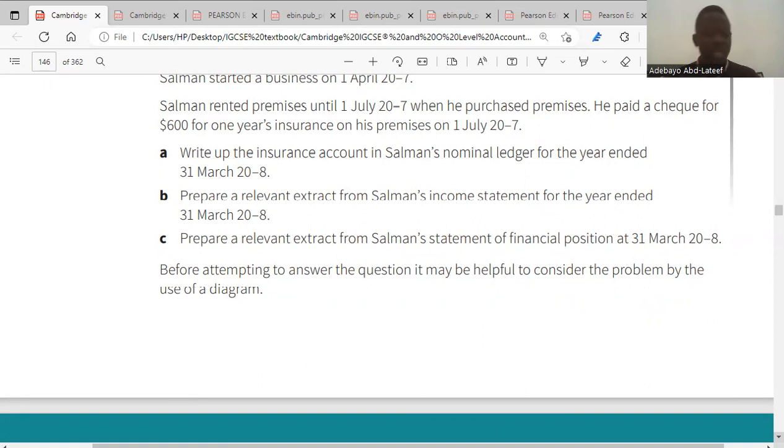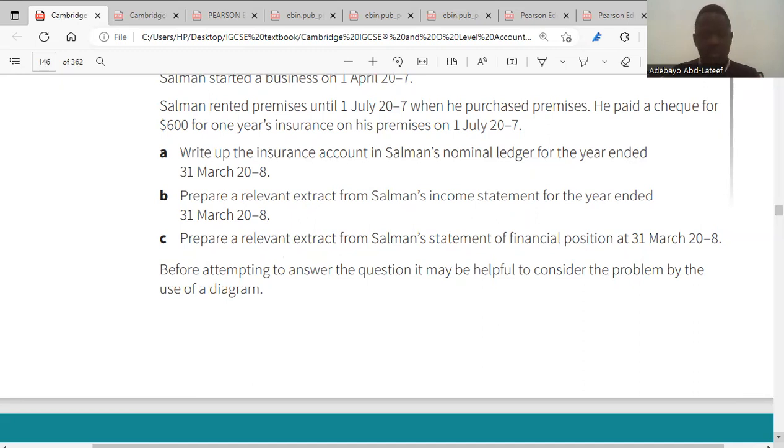So we're going to open a ledger. To open the ledger, we're going to have insurance account. They said a check, that means a bank. So on your debit side of your ledger, you're going to have July 1st, 27, bank for $600. And on the credit side of your ledger, you're going to have the income statement. So we have to count.